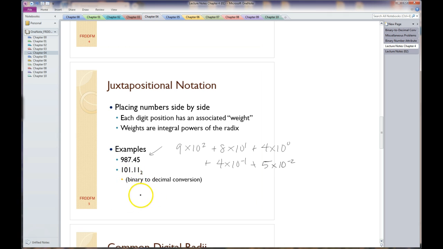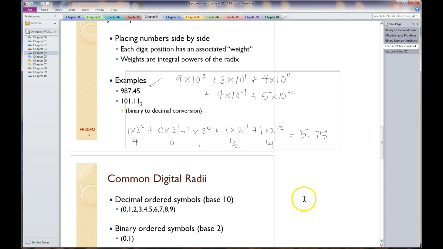So this binary number here is going to be 1 times 2 to the 2 plus 0 times 2 to the 1 plus 1 times 2 to the 0 plus 1 times 2 to the minus 1 plus 1 times 2 to the minus 2. So this equals 4, 0, 1, 1 half, 1 quarter, equals 5.75. Okay, that's an official binary to decimal conversion. We'll hit that a little bit later also.